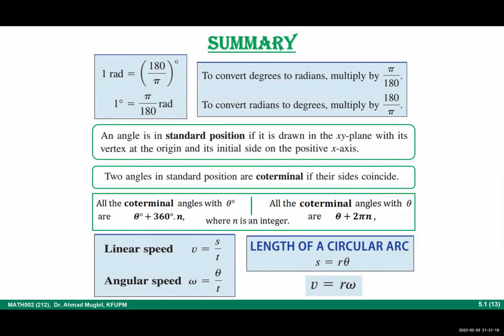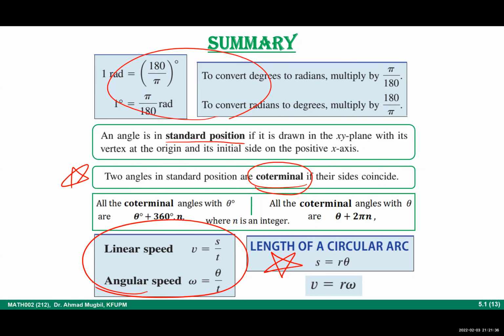This is the summary of this section. The main three concepts that you have here. Let's say how to convert, this is so basic. Then the standard position and the coterminal, this is the first one. How to find the coterminal, and of course the arc length and the circular motion. Three main ideas that you need to be aware of.